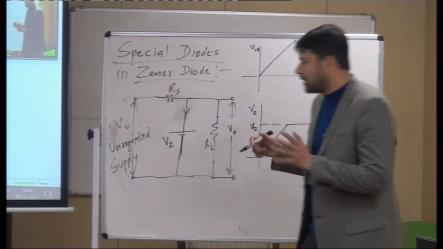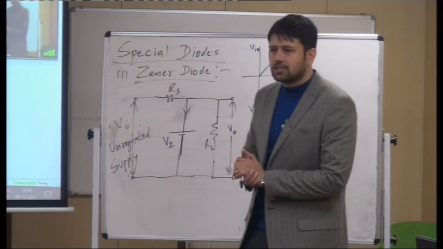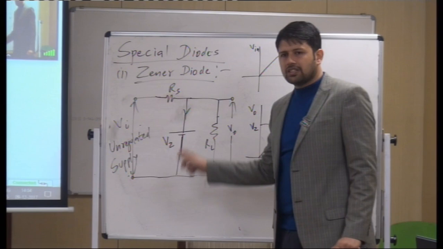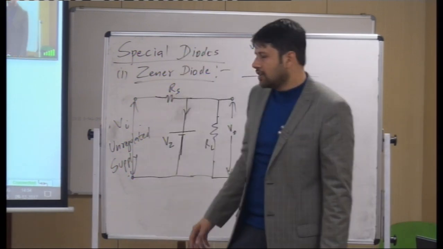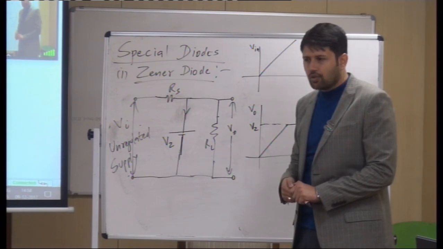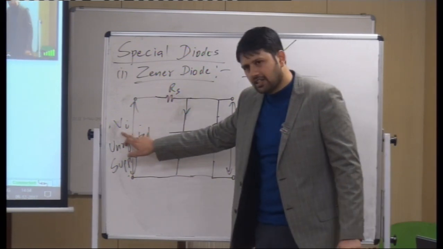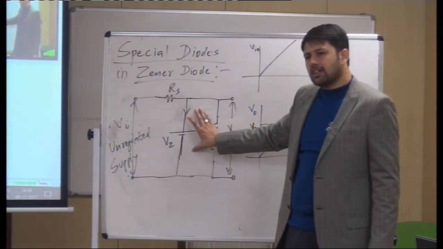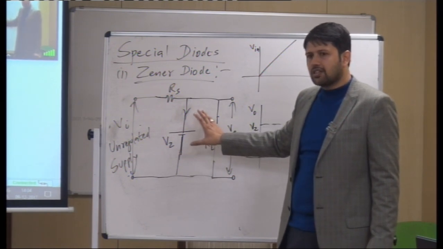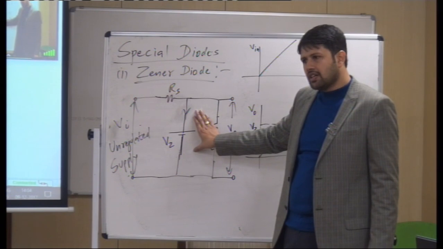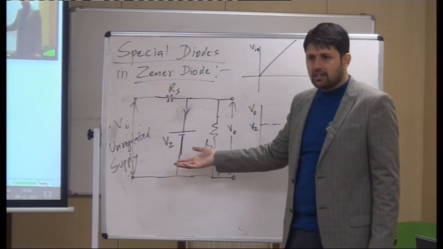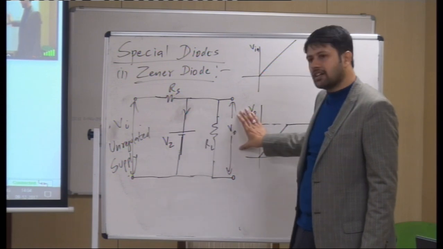Getting my point? So, let's take a few numbers. Let's say the Vz for this diode is 50. Say you increase the voltage, and at 60 volt, when the input is 60, the voltage here is 50. Let's assume this. So, what happens when the voltage here is 50? This goes into breakdown mode and behaves like a reverse battery. So, the output is 50 here.